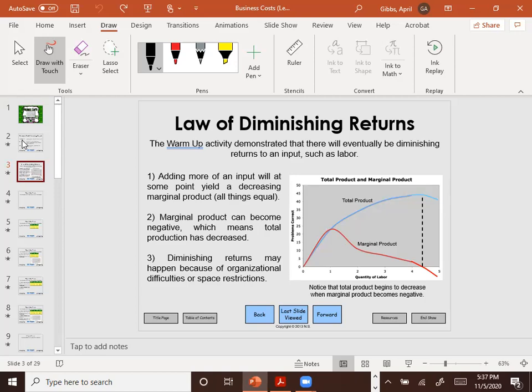So the law of diminishing returns. We didn't do the warm-up activity, but it demonstrates that there will eventually be diminishing returns to an input, such as labor. Adding more of an input will at some point yield a decreasing marginal product, all things being equal. So that means no matter what you put in, at some point, you're going to be losing money. Marginal product, which is just the next product that you make, one extra product, can become negative, which means total production has decreased. Diminishing returns may happen because of organizational difficulties or space restrictions.